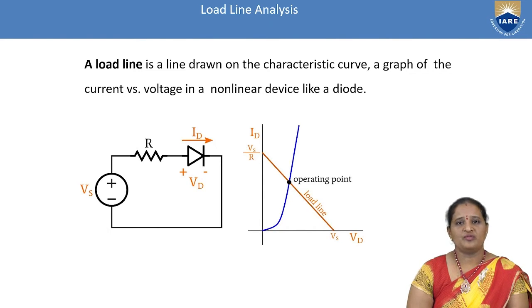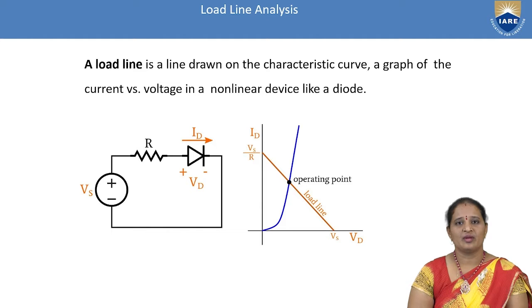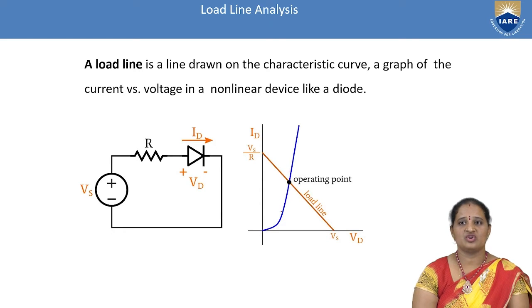So why do we need to go for this load line analysis? Because these devices, PN junction diode and transistor, are said to be nonlinear devices, because the characteristics of the PN junction diode and transistor are nonlinear, meaning they do not obey Ohm's law. So here are the characteristics of PN junction diode under forward bias, which exhibit nonlinear characteristics.